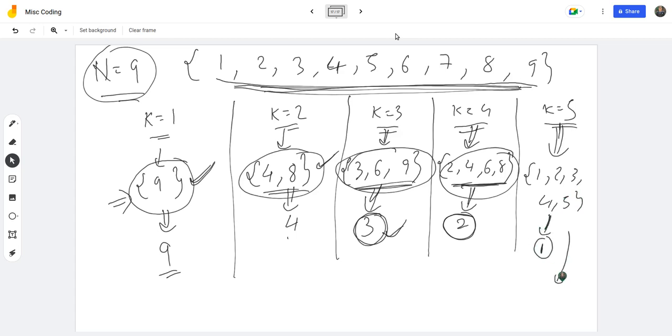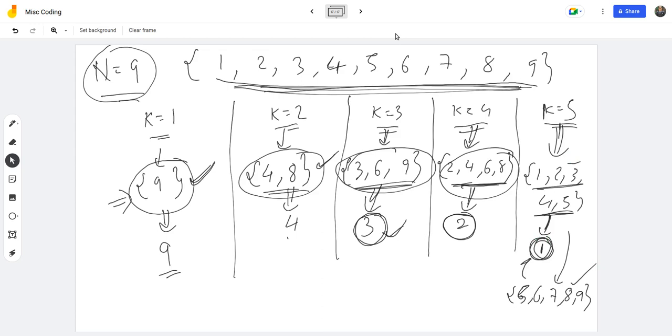Again, you can pick 5, 6, 7, 8, 9, right? For this also GCD will be 1. But for the sake of simplicity, we can print this one also, right? Because in this case, for subset of size 5, the maximum GCD that you can get is 1 only, and that you can get by picking up any subset like this one or any of it.